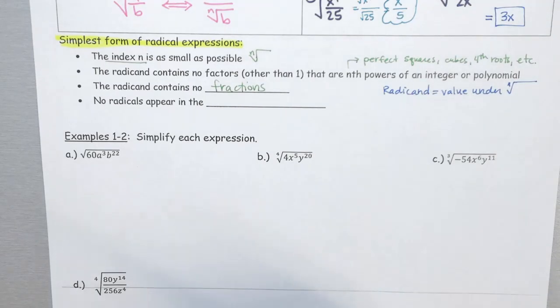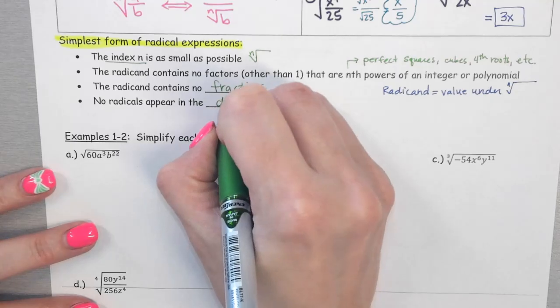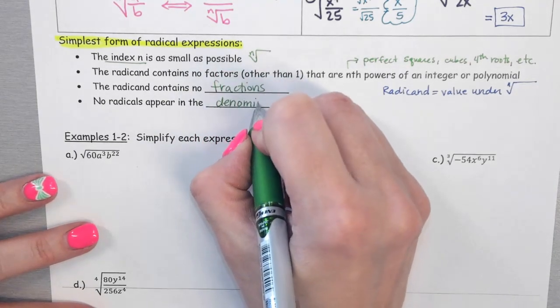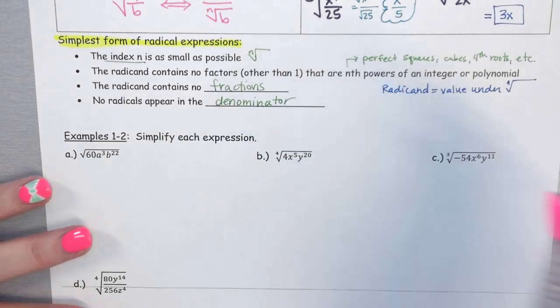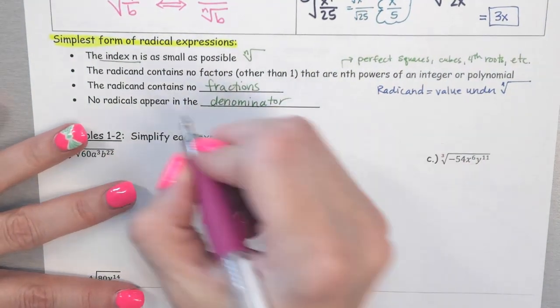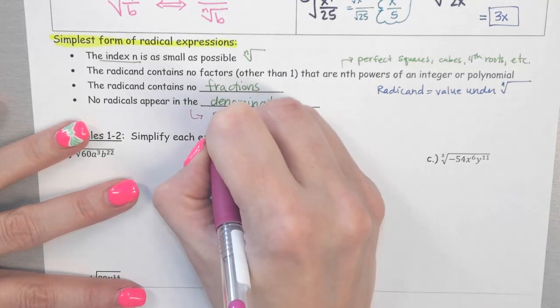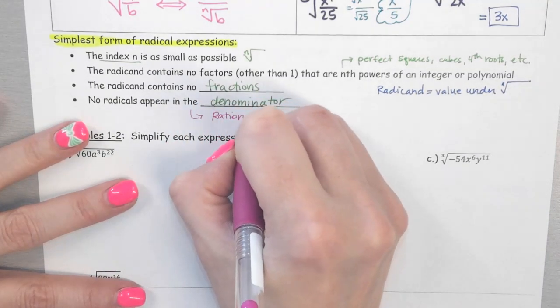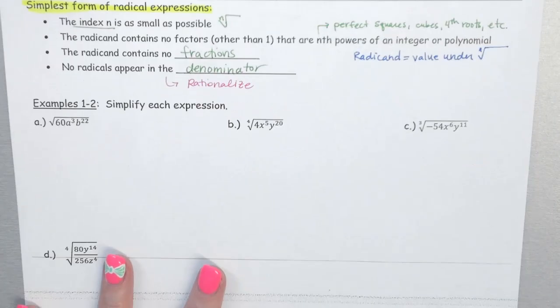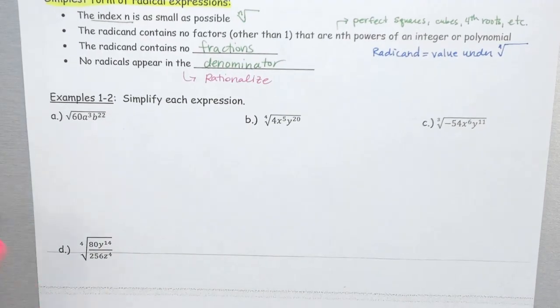Remember, we also cannot have radicals appear in the denominator. If they do, then we use what process? Yep, we're going to rationalize. Great. Okay, so if you need to, we will rationalize.